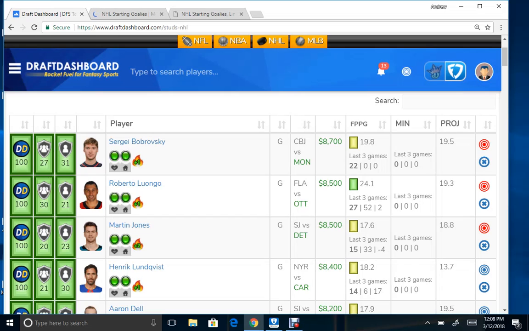Want to make sure you get a good idea of how to set some starting lineups here for the NHL. It's March 12th. Not doing NBA today, it's too small of a slate for that. There's 8 games on the slate today for NHL, so let's take a look.